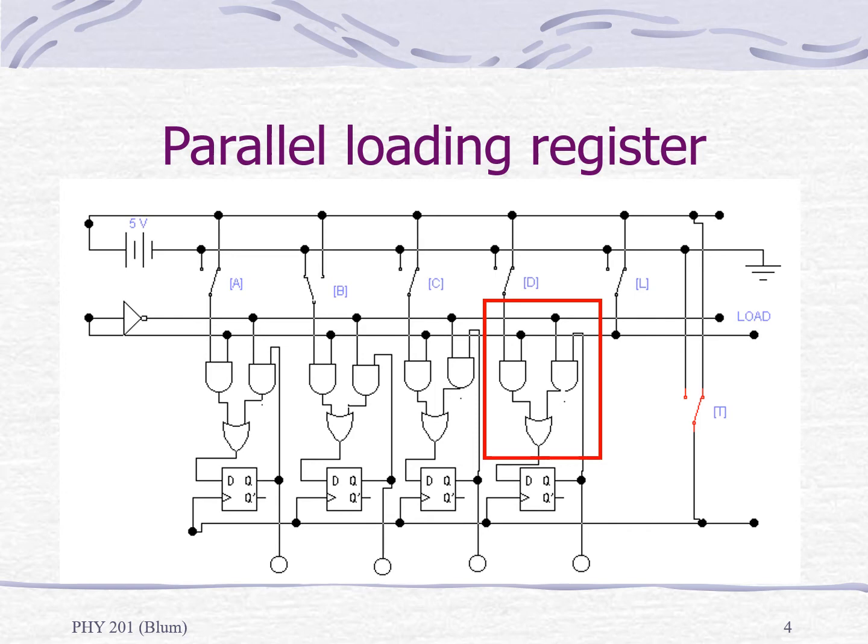If that is the input selected by the mux, then the data is just a feedback loop. The output, the Q, is read back into the D. If you're choosing the other source, it is coming in from the switch, and that's the parallel loading part of the register. You can load from these switches, and you do that in parallel. You do them all at once.